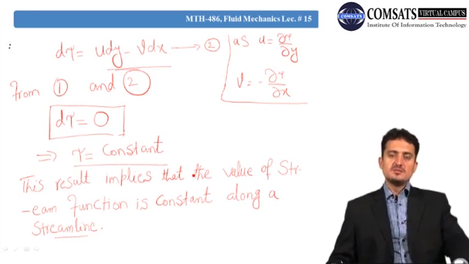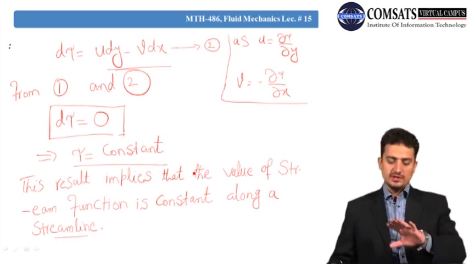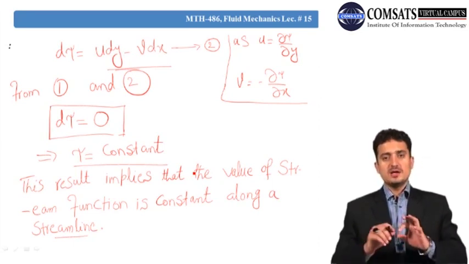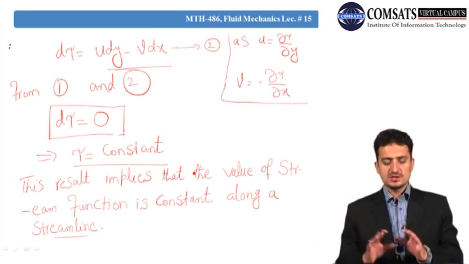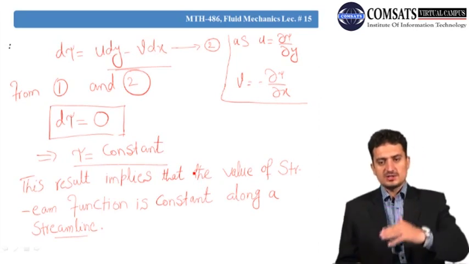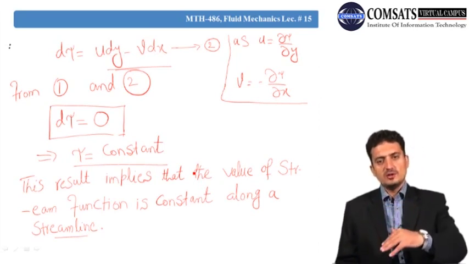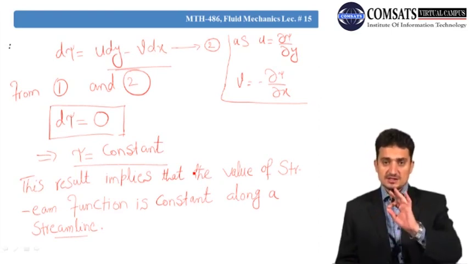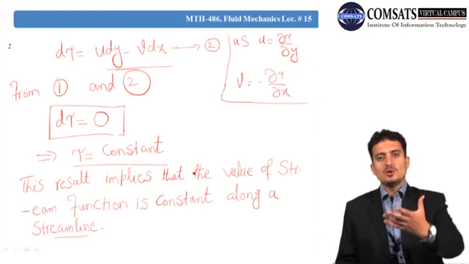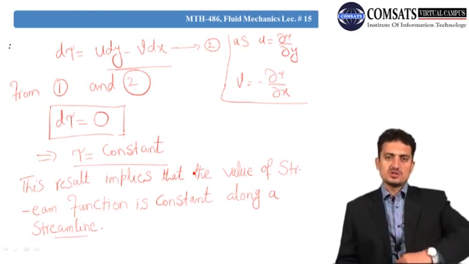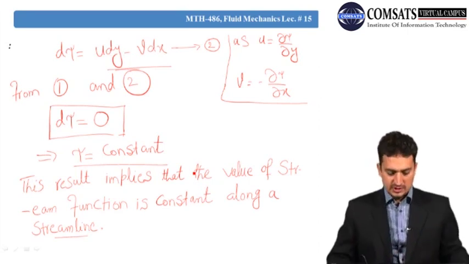Now keep this in mind that whenever you are dealing with a particular stream function and you evaluate it over any particular streamline, from the start to the end of the streamline the value of the stream function will remain constant. It can vary if you move from one streamline to another, but for a particular streamline it will always remain the same. And if you are asked to prove that the value of a stream function remains constant throughout a streamline, then you can go for this proof.